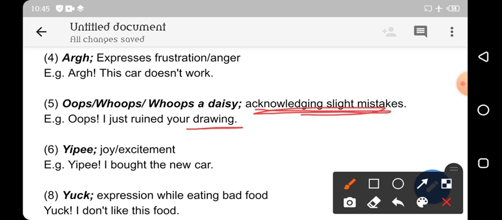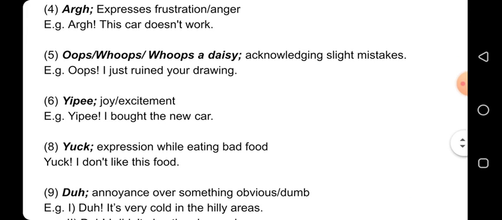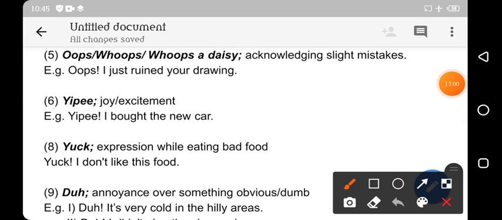So this is how you can use this expression for acknowledging slight mistakes. All right. Then here's another one, yippee. Yippee is used for joy or excitement. Feeling of joy or excitement. Yippee, I bought the new car. ठीक है? So yippee, I bought the new car.